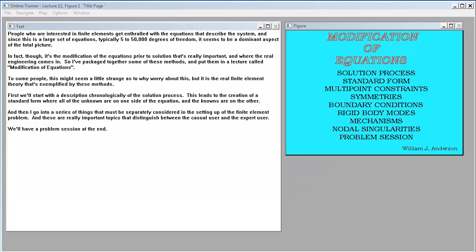First we'll start with a description chronologically of the solution process. This leads to the creation of a standard form where all of the unknowns are on one side of the equation and the knowns are on the other. And then I go into a series of things that must be separately considered in the setting up of the finite element problem. And these are really important topics that distinguish between the casual user and the expert user. We'll have a problem session at the end.